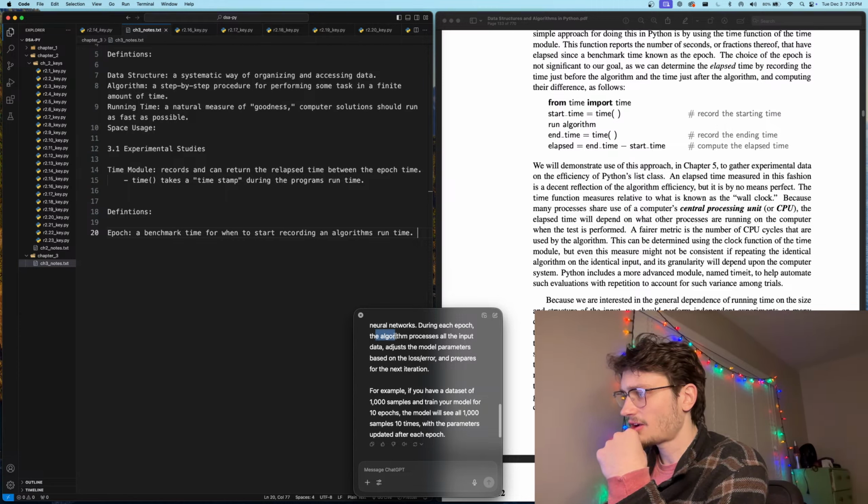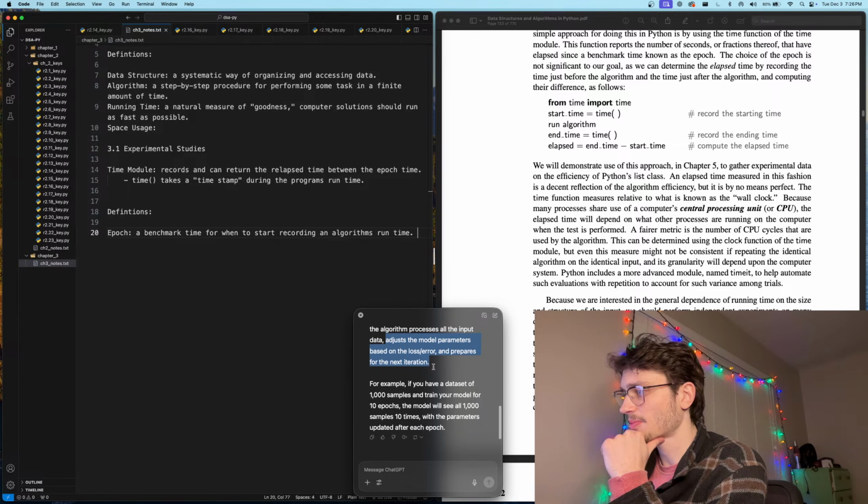During each epoch, the algorithm processes all the input data, adjusts the model parameters based on the loss error, and prepares for the next iteration. For example, if you have a data set of 1,000 samples and train your model for 10 epochs, the model will see all 1,000 samples 10 times with the parameters.